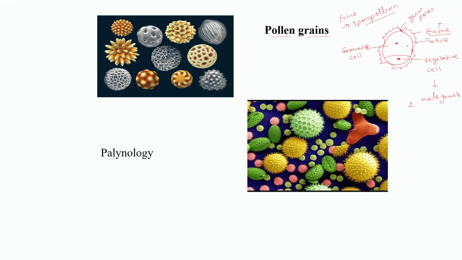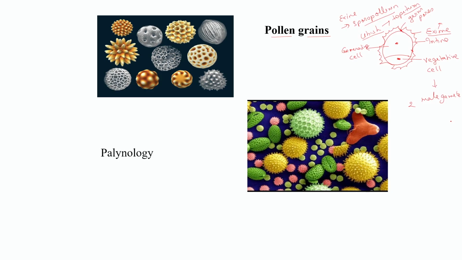Now tapetum is, as I have told you, a very important layer, and it not only provides nourishment, but it also secretes many components which also become part of this pollen grain. So sporopollenin is also secreted, and some other important Ubisch bodies, these structures are also secreted from tapetum, which become part of the outer wall of this exine.